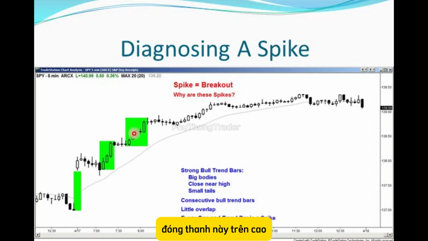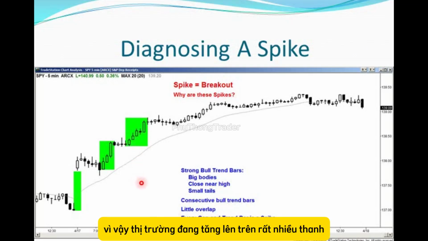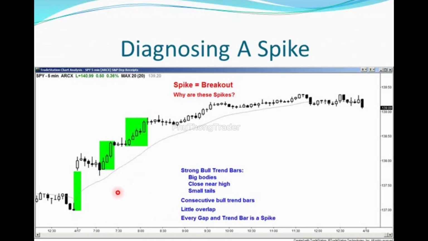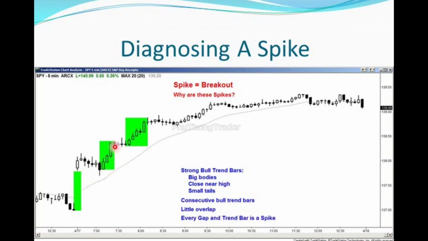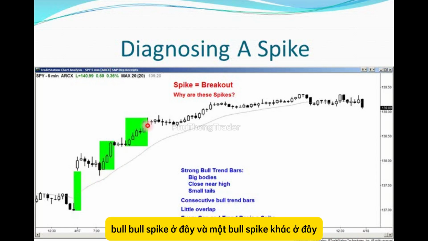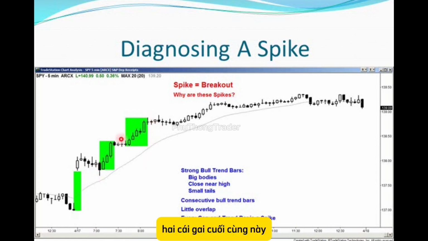Close of this bar above the high. Close of this bar above the high. So the market is gapping up on a lot of the bars. Very little overlap between adjacent bars, and a series of consecutive bull trend bars. So these are very strong bull breakouts. So a gap spike here, a bull spike here, and another bull spike here. These last 2 spikes are within the context of a wedge channel.